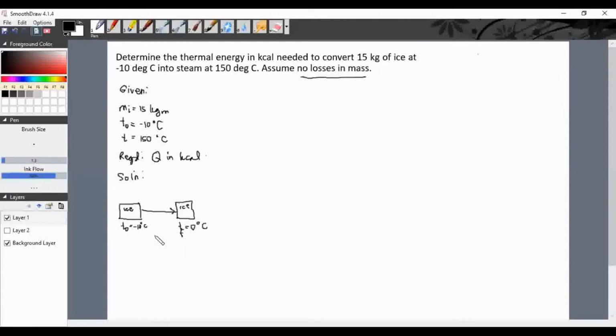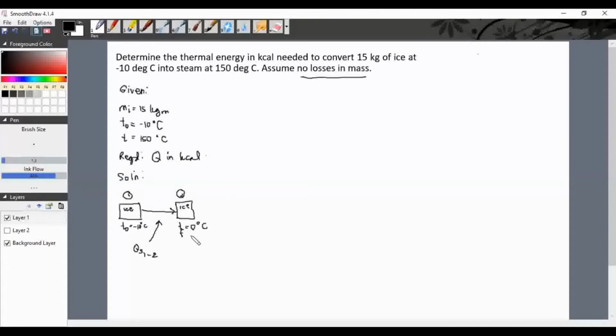In order to do that, kailangan syempre na magkaroon ng tinatawag na sensible heat. O let's say this is condition 1 and this is condition 2. So we have sensible heat from 1 to 2. So again, sensible heat is the heat needed to change the temperature of a system without changing its phase.